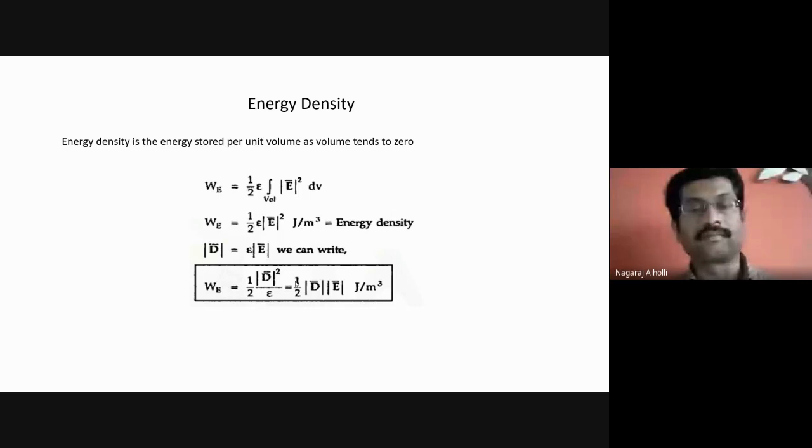One minute. See, now it is in the form of half D square by epsilon. What I am doing here is, instead of this epsilon which is in the denominator, I am substituting epsilon equal to D by E. So D square divided by D by E will be how much? Only tell me the answer. Don't bother about the half or the epsilon. What is D square divided by D by E? D into E. Very simple.